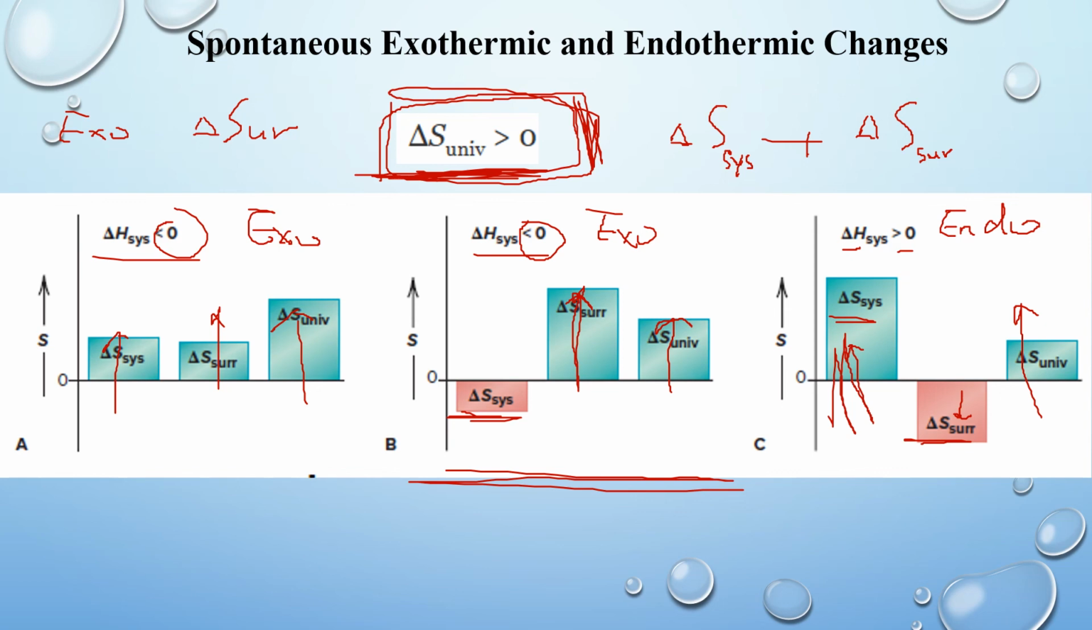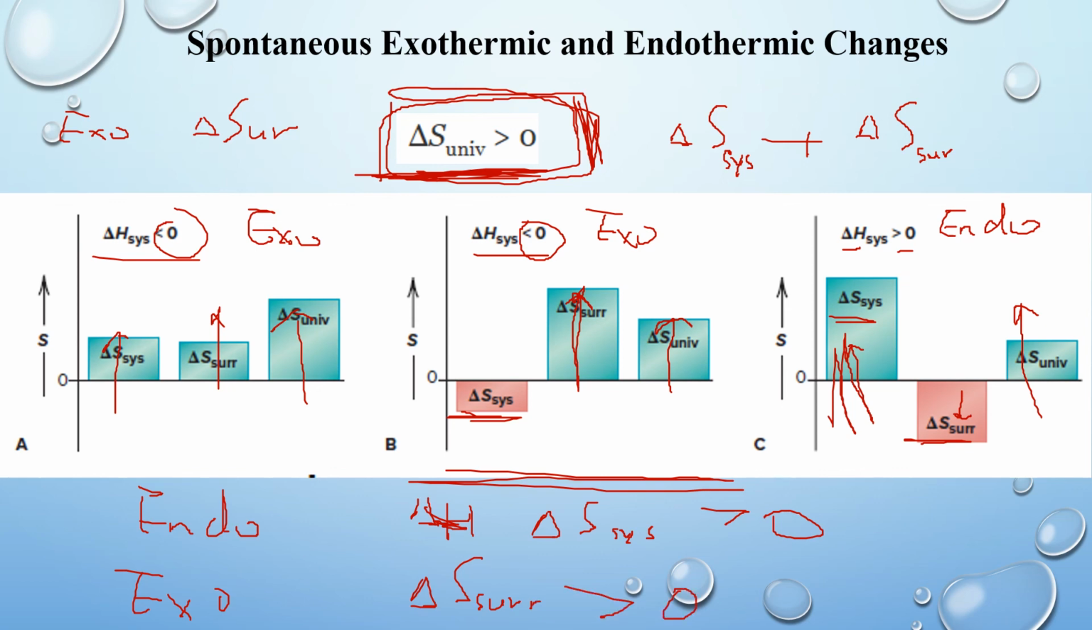For an endothermic reaction, the delta S of your system will be greater than 0. For an exothermic reaction, the delta S of the surrounding will be greater than 0. And then you have to look at the other term to determine whether it's spontaneous or not, so you compare the magnitude of these two. If they're both positive, like the case in A, it's definitely going to be spontaneous. But if one of them is negative, you have to compare them like you have in B and C.